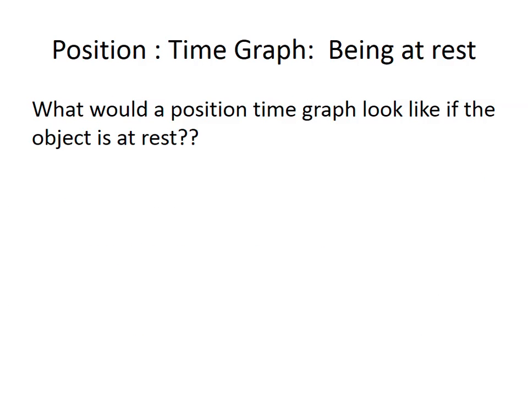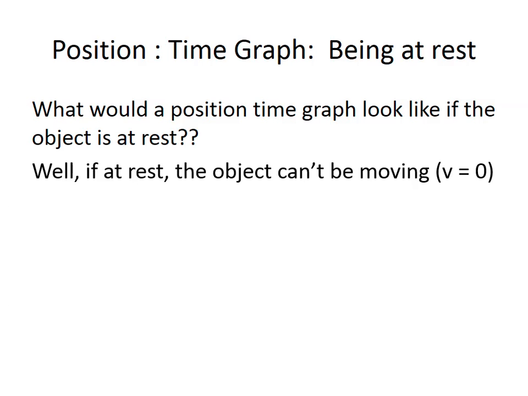All right? So, what would a position time graph look like if the object is at rest? Well, if the object's at rest, you're not moving. So on a position time graph, what should you see? You should see a flat line. If it's at rest, the object can't be moving, so it's going to be a flat line. Okay? So a flat line anywhere on a position time graph means you are at rest.